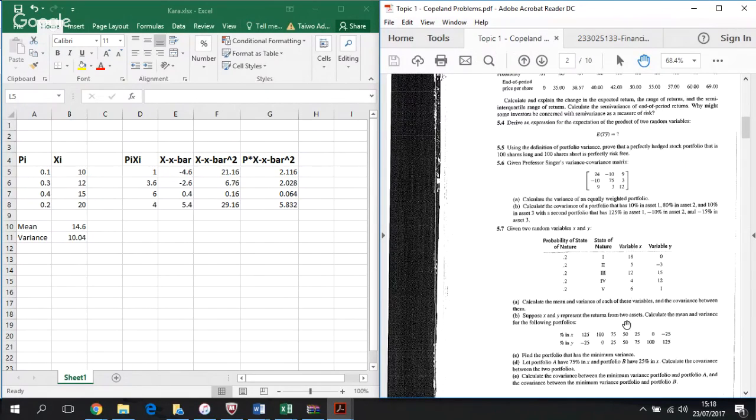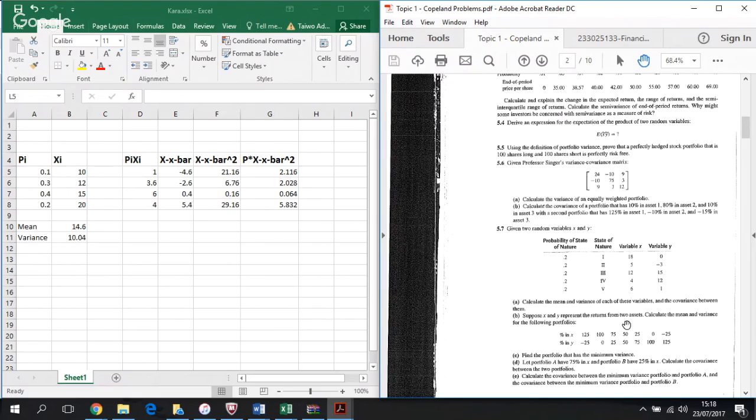Look at the breakout of the solution. I cannot follow those letters. Let's look at problem 5.7. 5.7 is a two variable situation. Let's find the mean, the variance, and the covariance.